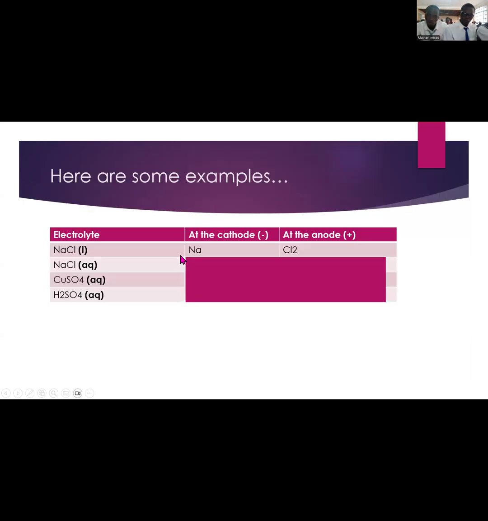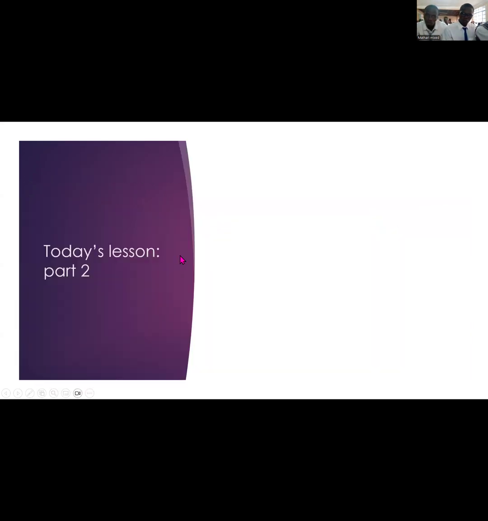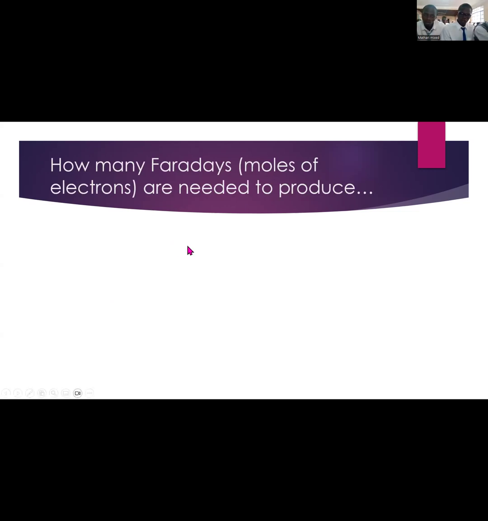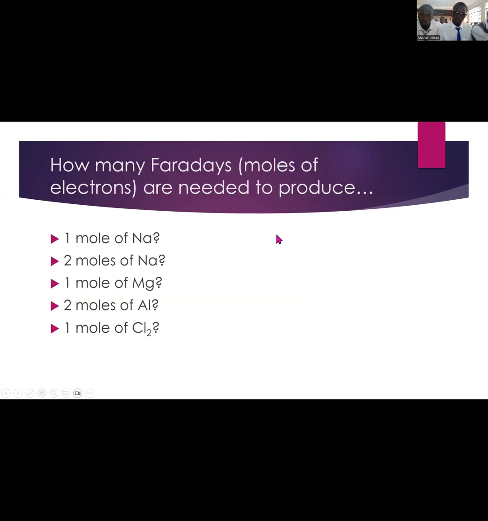Much further on. Okay, how many Faradays are needed to produce? Here we are. This is for you to do. I'm going to do the very first one, and then you can do the rest, okay? So in each case, what I have to do is think, okay, I'm going to write the equation.